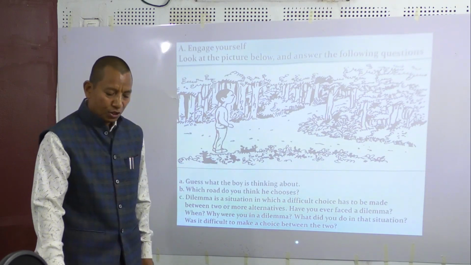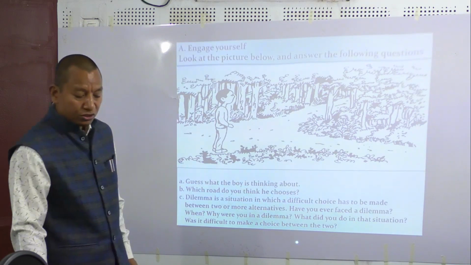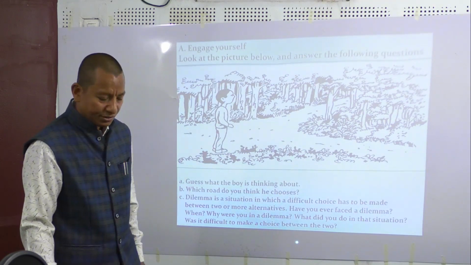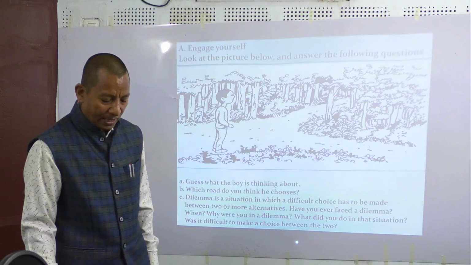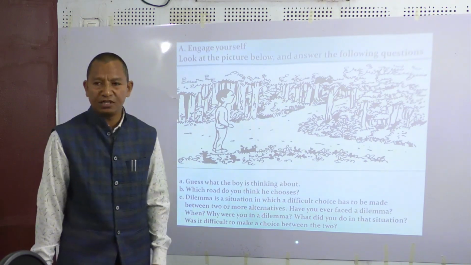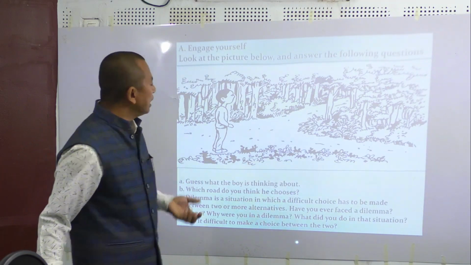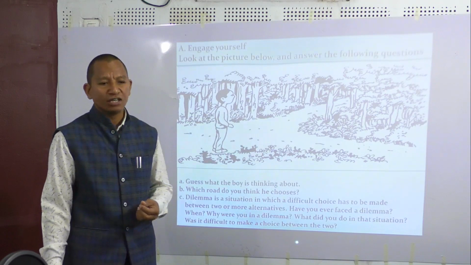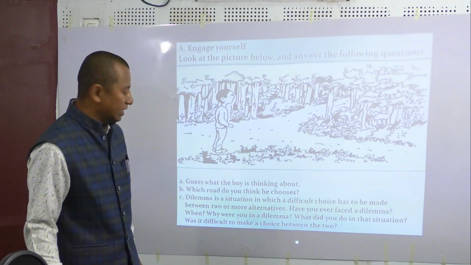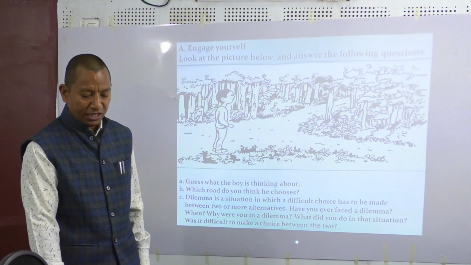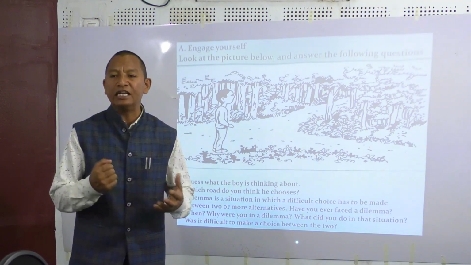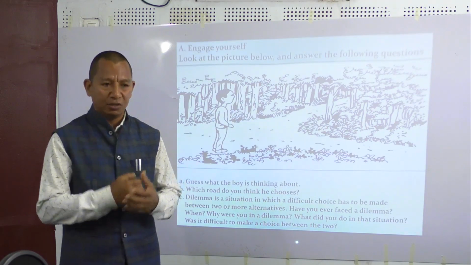Question number 2, which road do you think he chooses? Your answer may be different. For this question, I think he chooses the road to his left, or I think he chooses the road to his right. Similarly, come to the next question, question number 3. Dilemma is a situation in which a difficult choice has to be made between two or more alternatives. Dilemma is a confusion where you have to choose one between two.